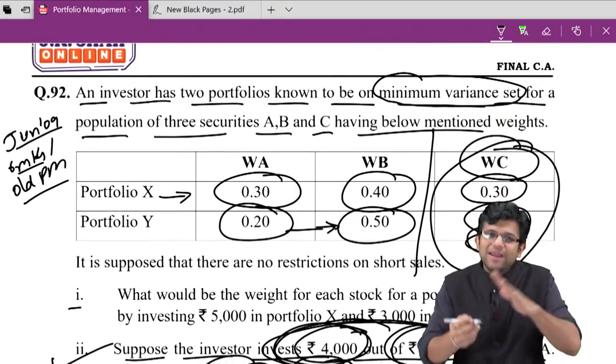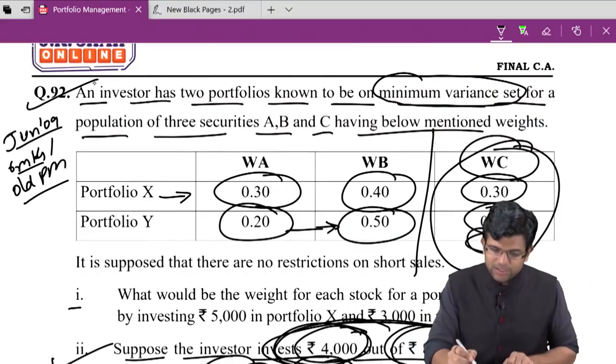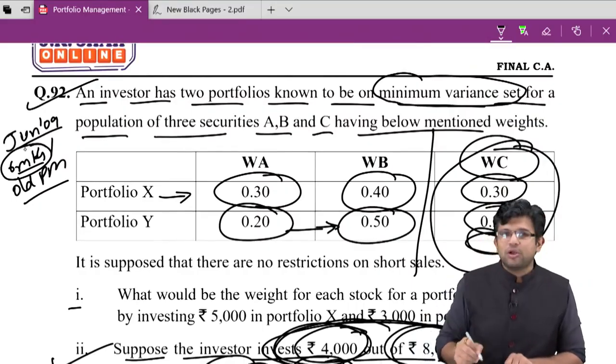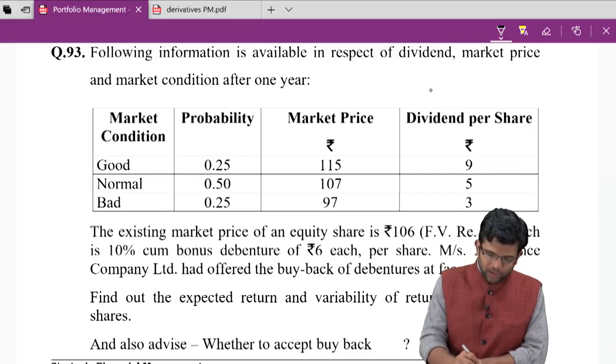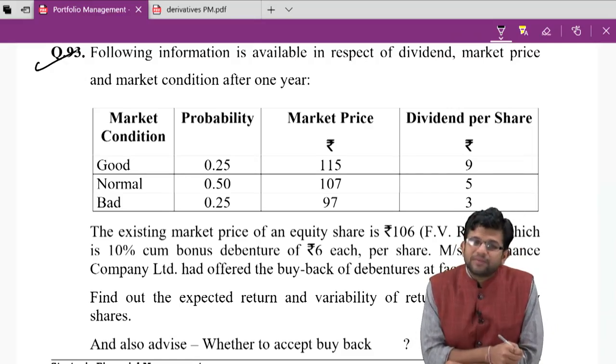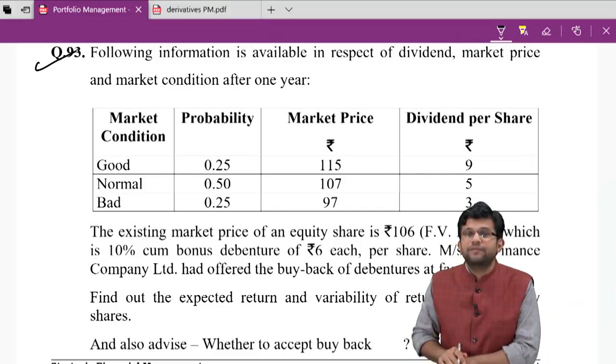Miscellaneous in a sense, I have named this module as miscellaneous. This question 29 came in June 2009 for 6 marks. So let us now see one more question, question 93. Students, I have picked this question from the old practice manual. I request everyone to please pause the video and read this question very carefully.